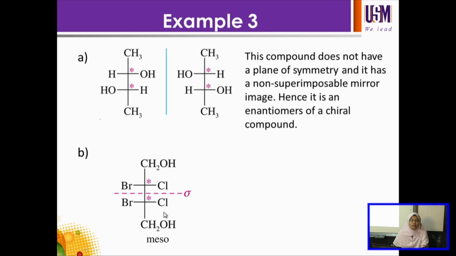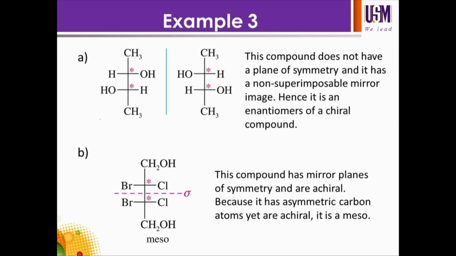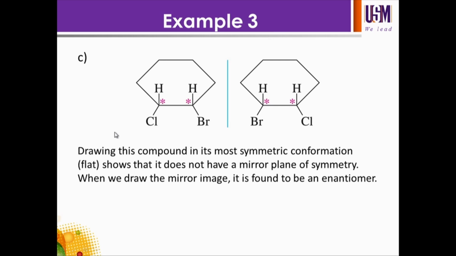For B, you can see that we have an internal plane of symmetry. This compound has a mirror plane of symmetry and is achiral. Because it has asymmetric carbon atoms yet is achiral, it is a mesocompound. But for C, we could draw its mirror image. Drawing this compound in its most symmetric conformation, which is flat, shows that it does not have a mirror plane of symmetry. When we draw its mirror image, it is found to have an enantiomer. So these 2 compounds are a pair of enantiomers.